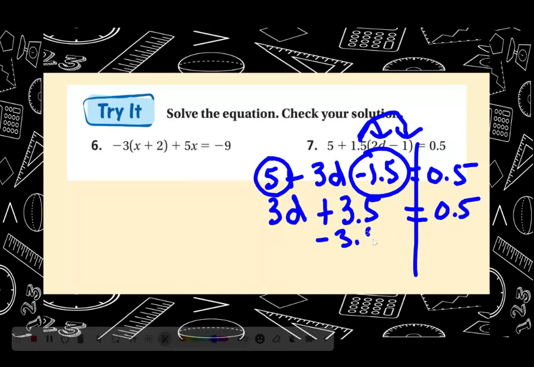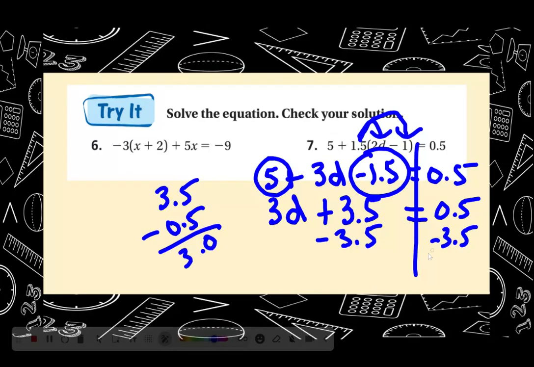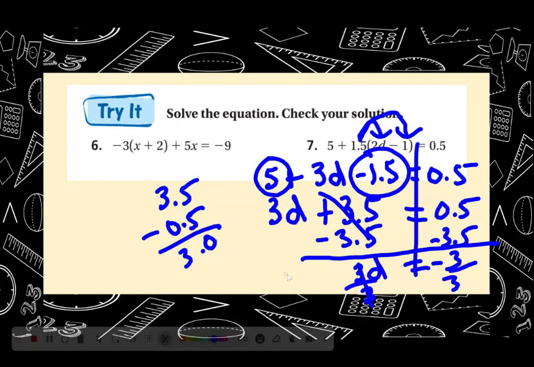Now I have a simple two-step equation. So we're going to subtract 3.5, subtract 3.5. So remember 3.5, we're subtracting minus 1/2 is 3. So that would be -3s or more negatives. This cancels out, so 3d equals -3, divided by 3, divided by 3. -3 divided by 3 is -1. Great job.